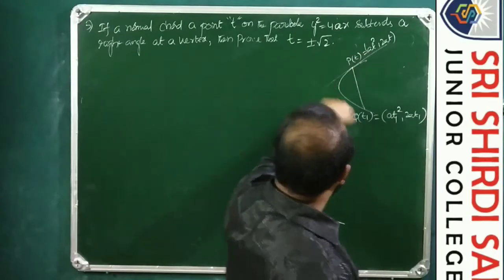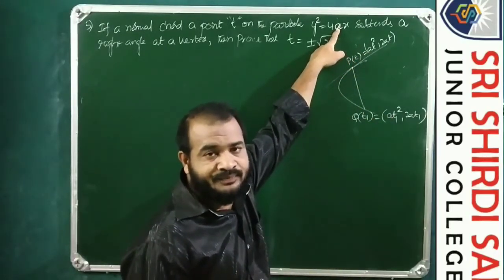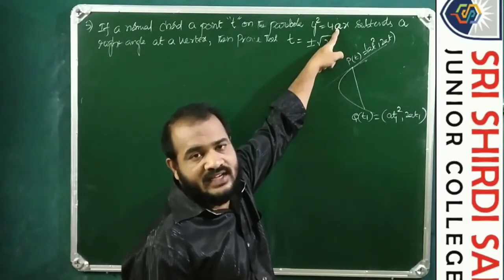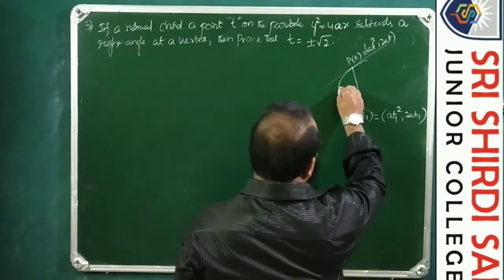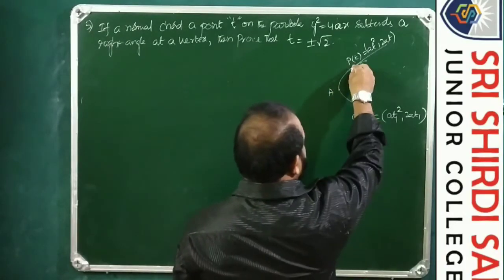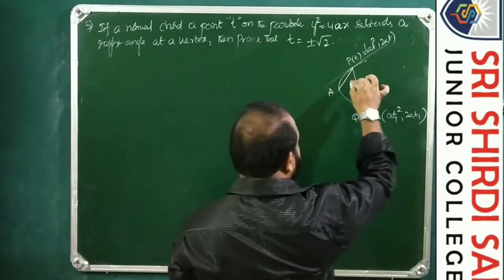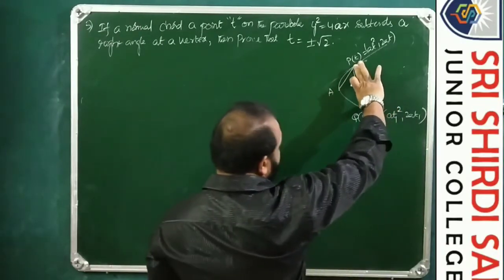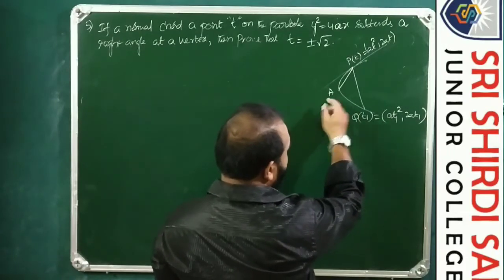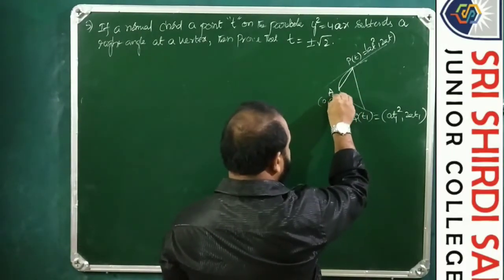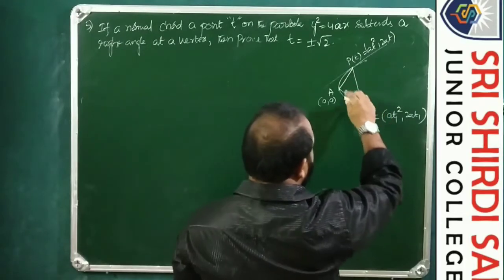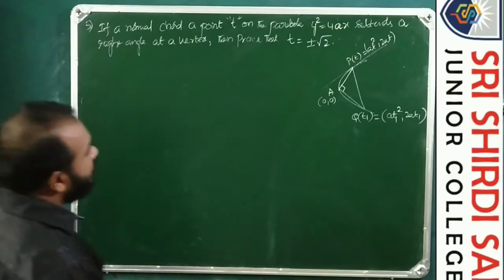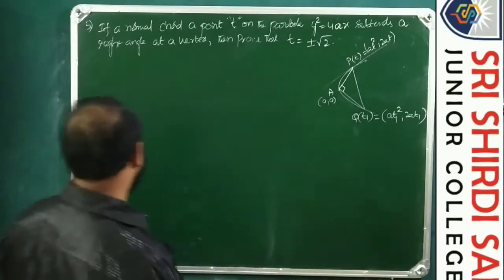So for the parabola y square equals 4x, what is the vertex? 0, 0, the standard form of the parabola whose vertex is at the origin. So this chord makes an angle of 90 degrees at the vertex of the parabola. So what is the vertex? 0, 0. So this is given, this is 90 degrees. Then we need to prove that T equals plus or minus root 2.